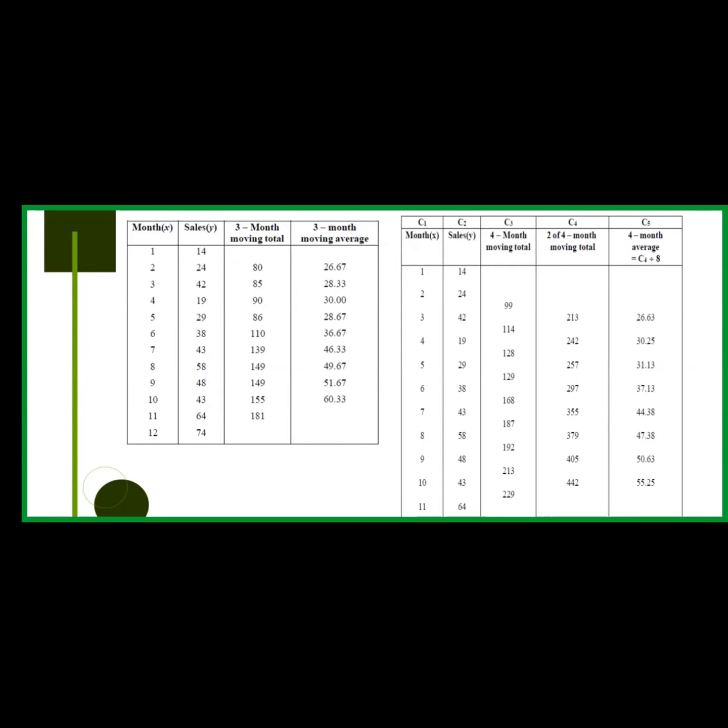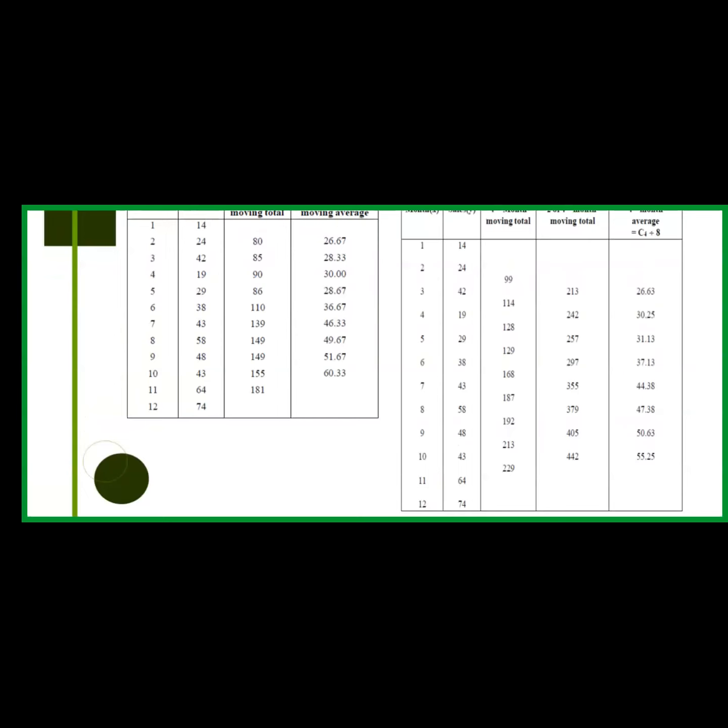Yes. Okay. So that is how you will continue. You continue again. 42 plus 19 plus 29 plus 38 is 128. And the middle is between what? 19 and 29. So that is how you are going to do it till the end.